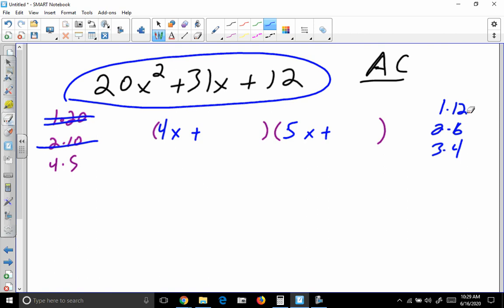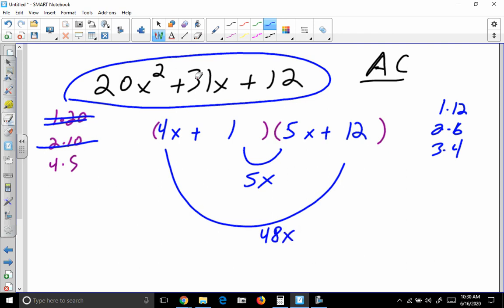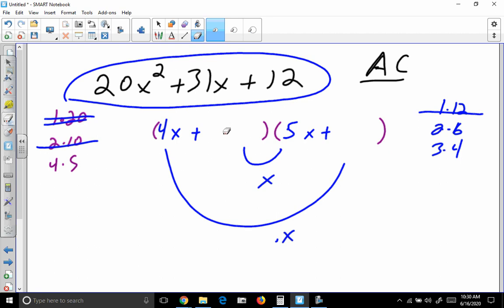So if we try the 1 and 12, 12 can't go here because of a common factor. So we would have to do 1 here, 12 there. That makes 5x on the inside, 48x on the outside, which is not our 31. So the 1 and the 12 can't work. The 6 and the 2 can't work because 2 can't go here and 6 can't go here because of a common factor. So if it's going to factor, it has to be the 3 and the 4. The 4 can't go here because of a common factor, so it would have to be 3 and 4.